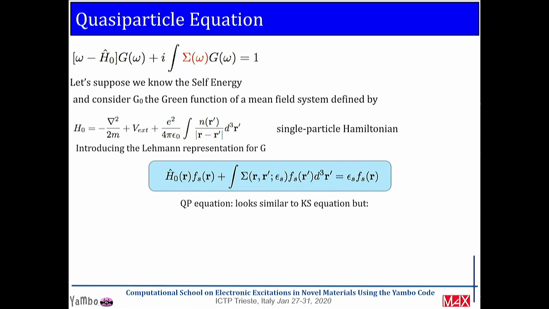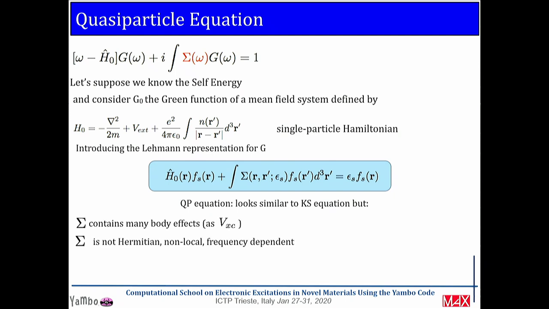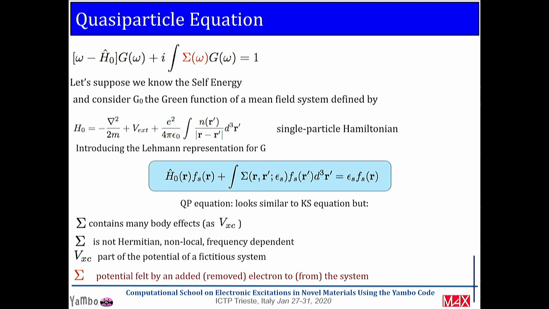This is the equation we want to solve. These are the Dyson orbitals. This is the self-energy. As you can see, written in this way, naively, one can think about some similarity with the Kohn-Sham equation, but the important, conceptual difference is that the self-energy contains many-body effects, like the exchange-correlation potential in DFT, but here this is the potential of a fictitious system. This is the real potential felt by the added or removed electron from the system.